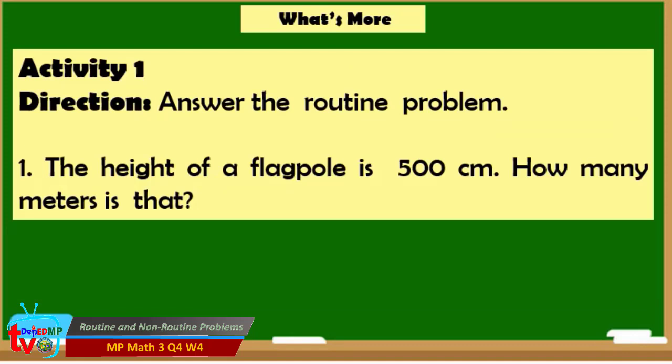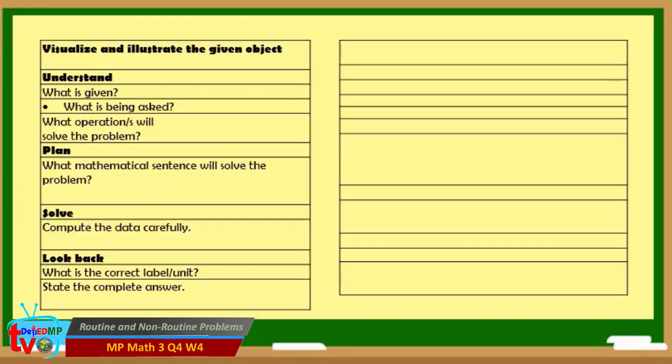What's more? Activity 1. Direction. Answer the routine problem. Number 1. The height of a flagpole is 500 centimeters. How many meters is that? Visualize and illustrate the given object. Understand. What is given? What is being asked?